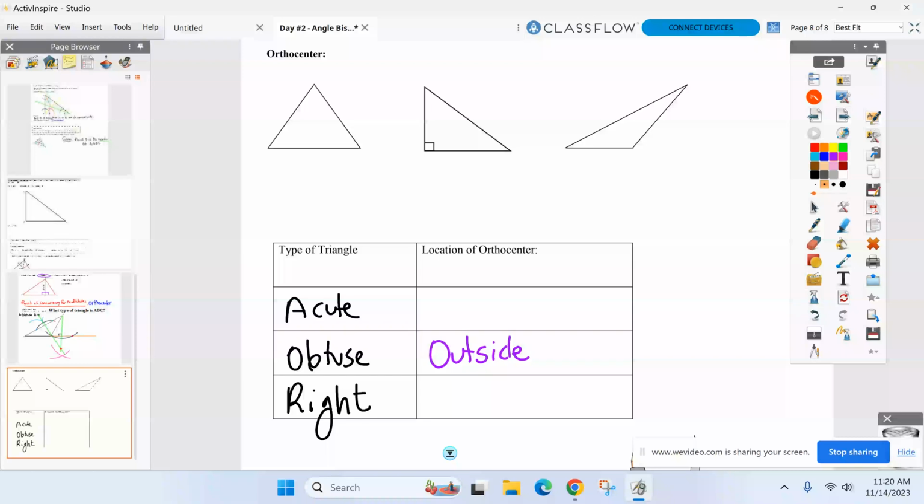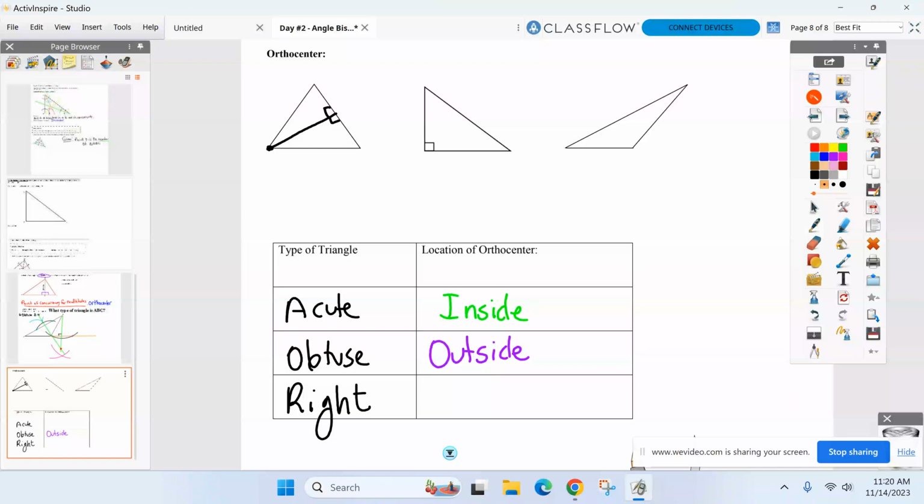What about acute now? Think about it. Here's an acute triangle up here. Can I draw, let's see, I can draw that inside. Do any of the altitudes have to be outside for an acute? Nope. So where's the orthocenter going to be located? Inside. And here comes the controversial one, the right triangle. Buckle up, honors kids.